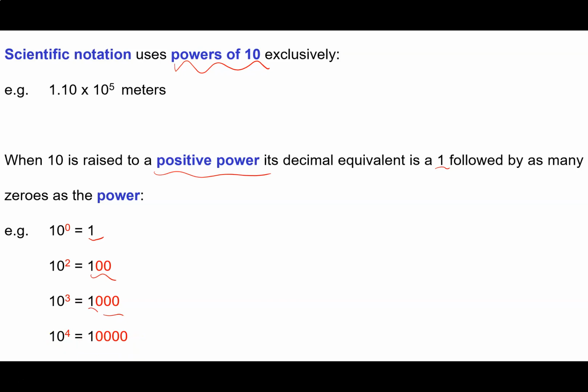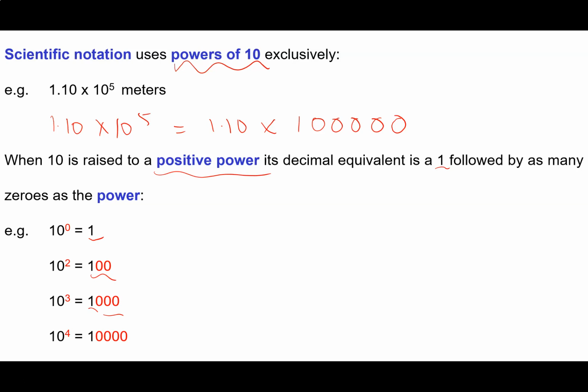So it's really easy to see what you are multiplying by here, right? So 1.10 times 10 to the 5 is equivalent to 1.10 times a 1 followed by 5 zeros: 1, 2, 3, 4, 5. There you go. So it's 1.10 times 100,000. It's pretty easy to see what you're doing.